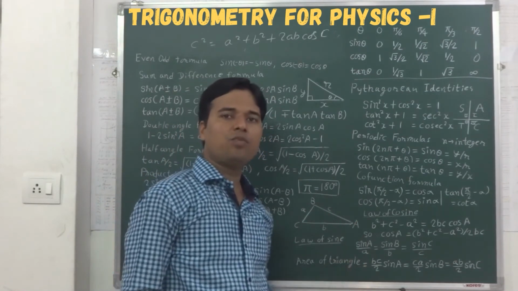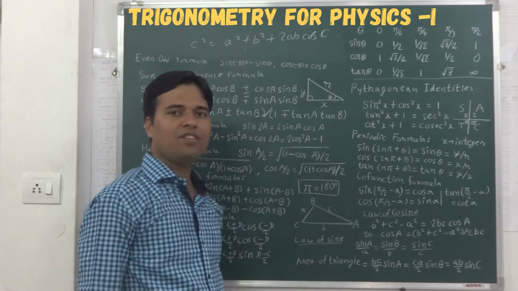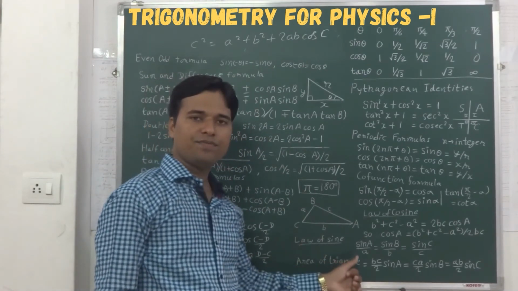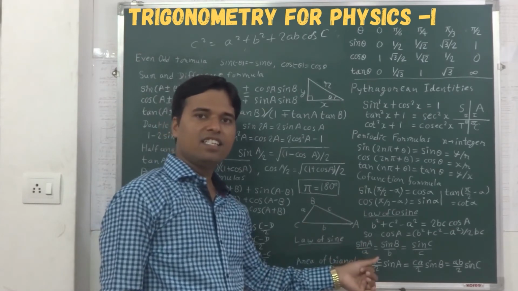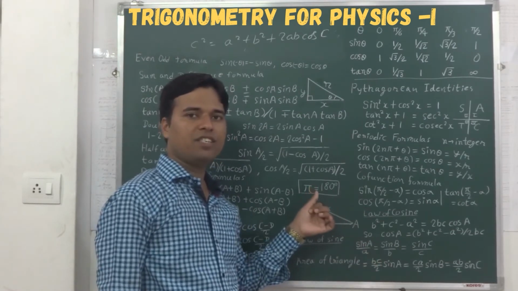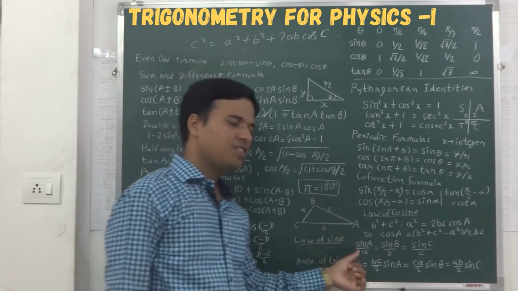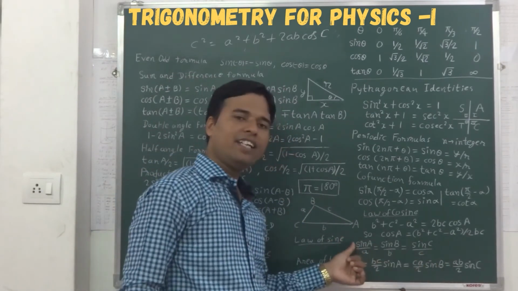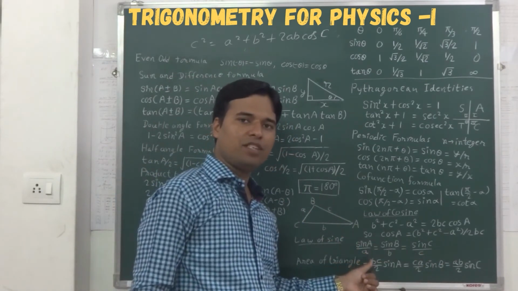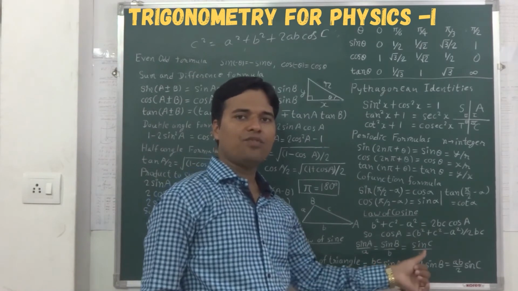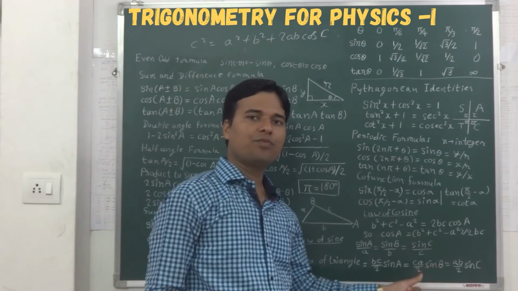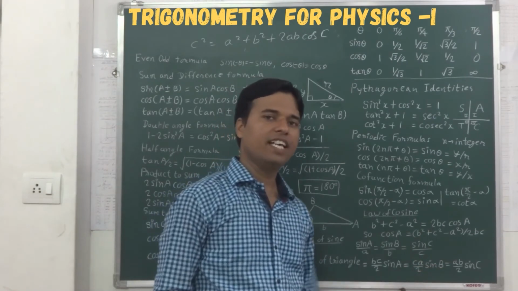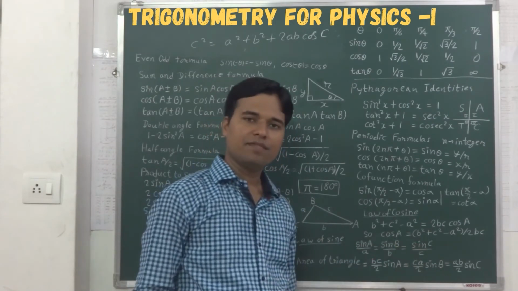In the law of sine, you very well know that the ratio of the angle's sine and the side which is opposite to this angle is always equal. The sine of capital A upon small a, the sine of capital B upon small b, the sine of capital C upon small c, these all are equal.